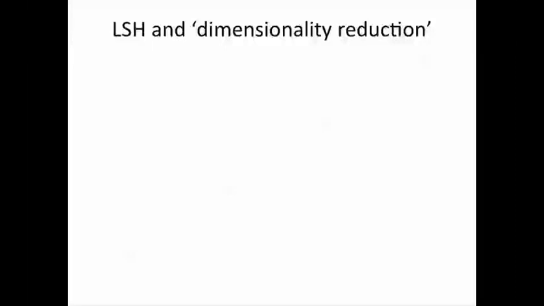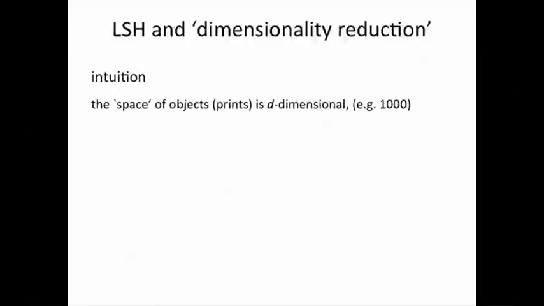There is an important intuition behind LSH and similar concepts called dimensionality reduction. Now, think of the space or the collection of objects. For example, you can think of fingerprints. It's d-dimensional where d is 1,000, because every print can be represented by a d-dimensional vector which has ones and zeros, ones where there are minutiae and zeros where there are not. 1,000 because we had a 25 by 40 grid.